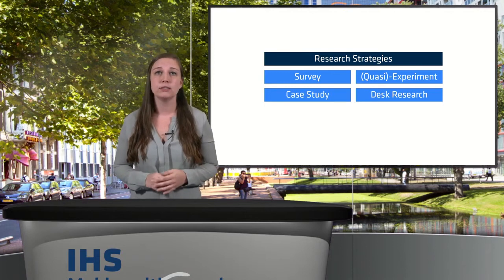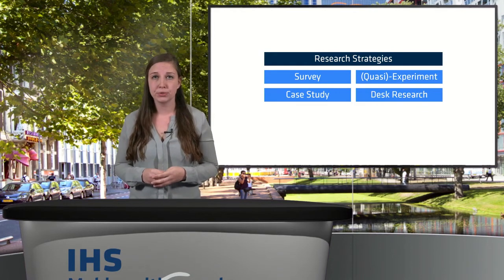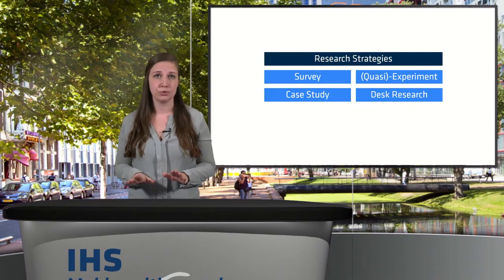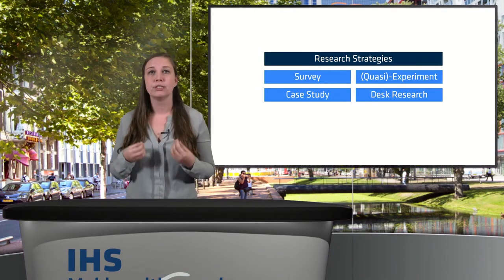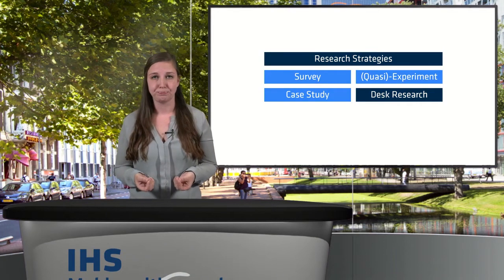The most important thing to be aware of when using existing data for your analysis is that the data, contrary to what you collect in empirical research for your own purpose, was collected for a different purpose than yours. This is what we call the strategy of desk research.